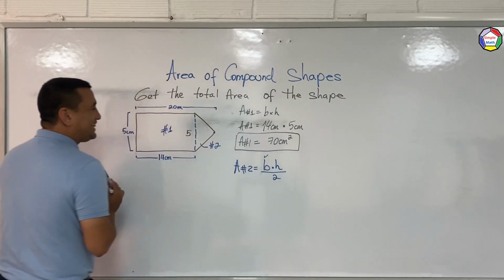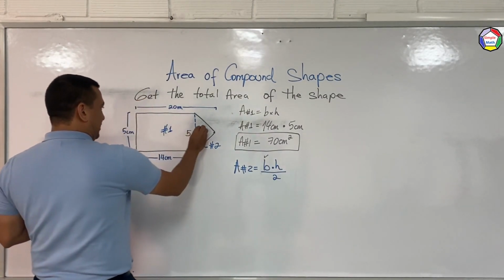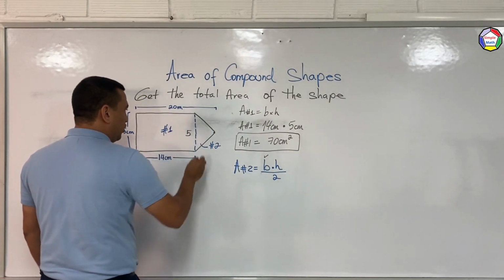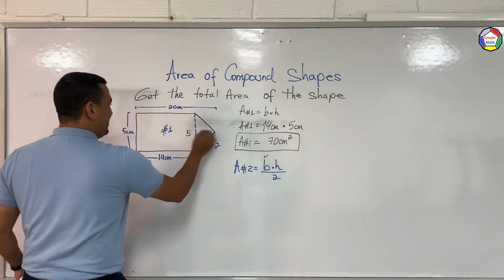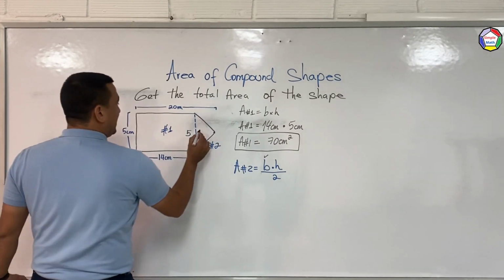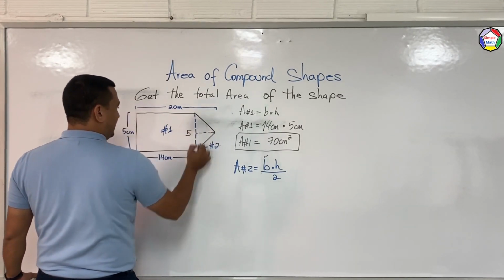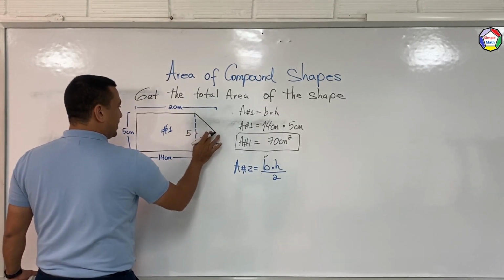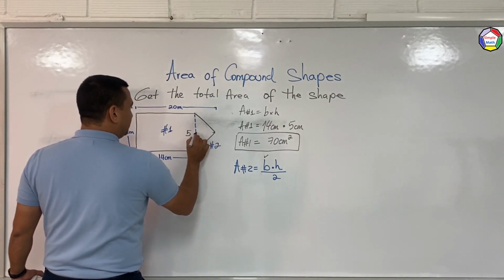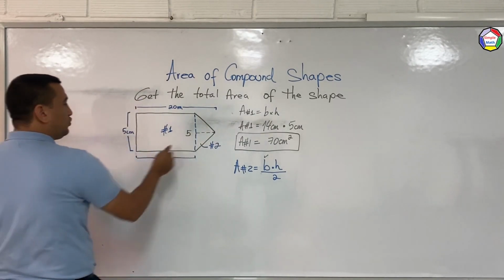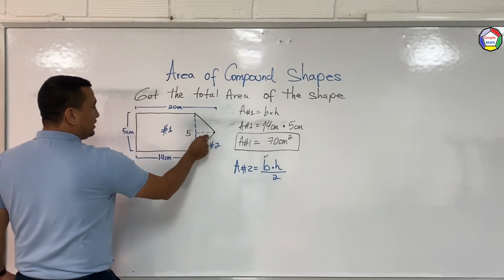So we have the base. We need the height. At this time, we don't have it, but we can deduce the height. Remember, the height is a perpendicular line to the base. We can call that the height. Yes, this is the height, but we can conclude this measure.